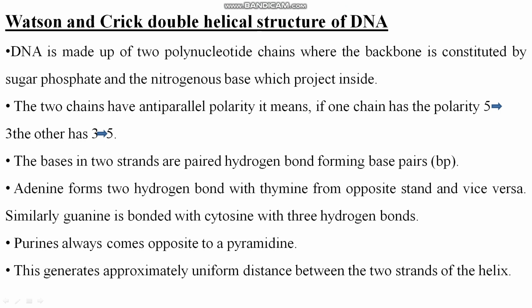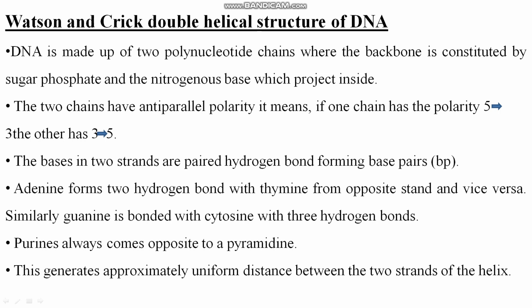So let's start. DNA is made up of two polynucleotide chains where the backbone is constituted by sugar and phosphate, and the nitrogenous bases project inside, right? I told you in the last lecture the structure of nucleotide where nitrogenous bases are attached. What are the nitrogenous bases? These are of two types: purine and pyrimidine, adenine, guanine, cytosine, thymine. I told you about all these, right?